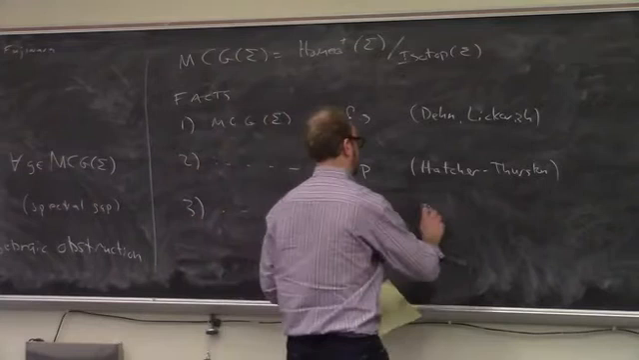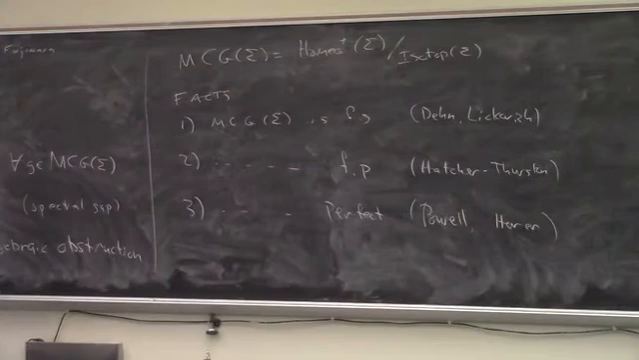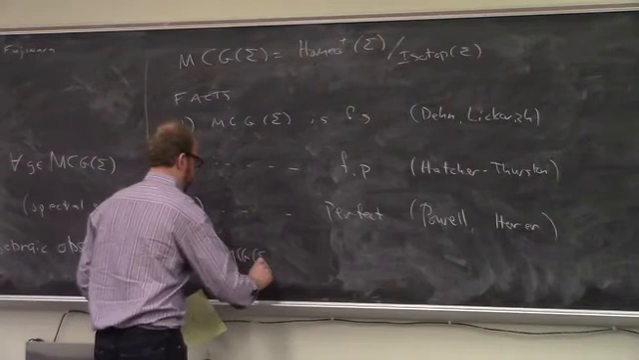So this was originally proven by Powell, but I'll sort of describe very simply the proof due to Harer. And this isn't so important for this talk, but let me just also say, the mapping class group, you can think of it algebraically, this is the group of outer automorphisms of the fundamental group of the surface.